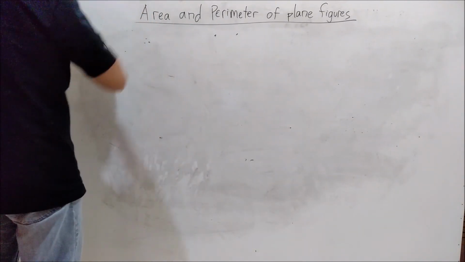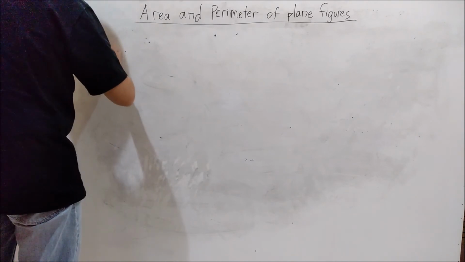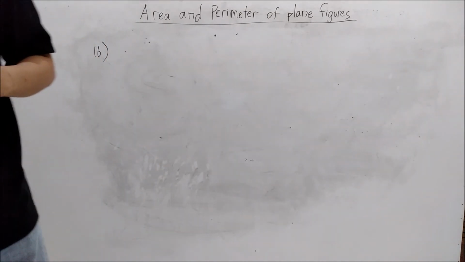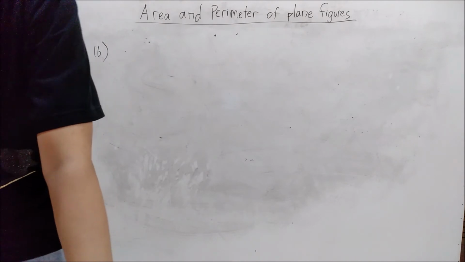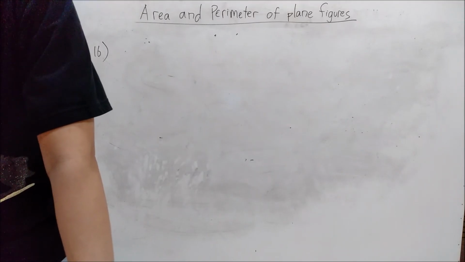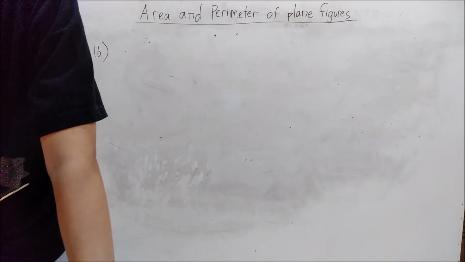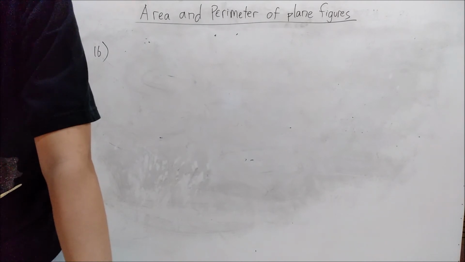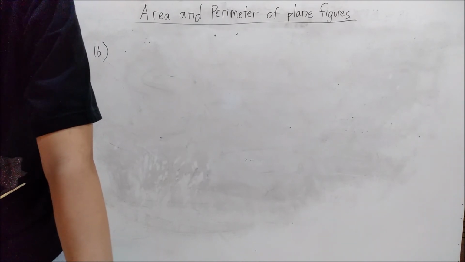Let's check on number 16. In the figure, two identical circles with center at A and B respectively have an area of 0.785 centimeters squared each. So this is the area of the circle. If A is directly above D, find the area of the shaded region.